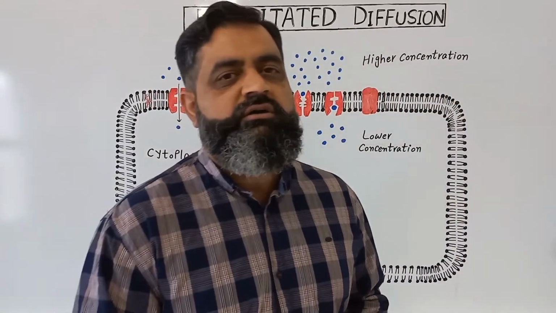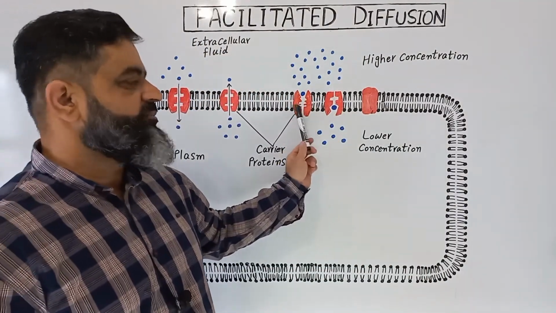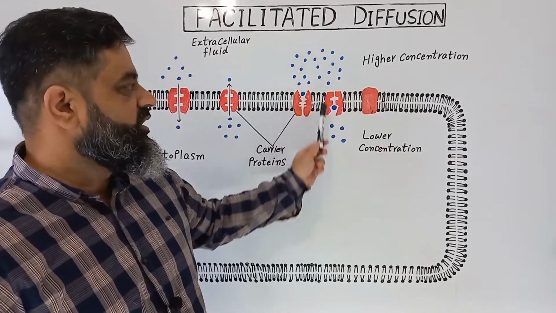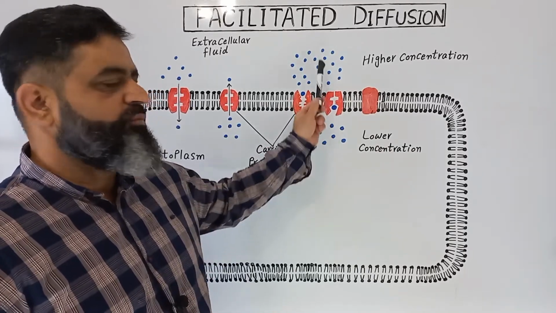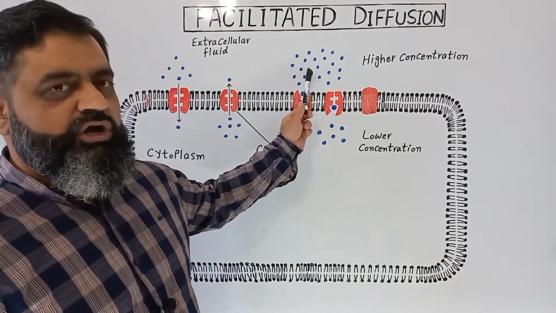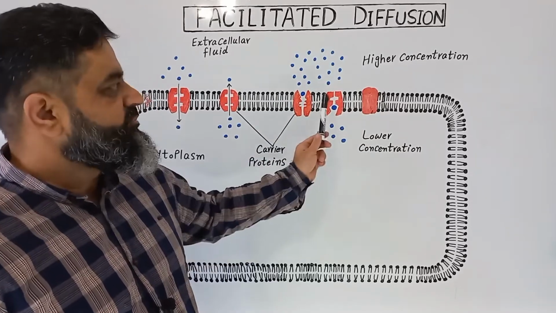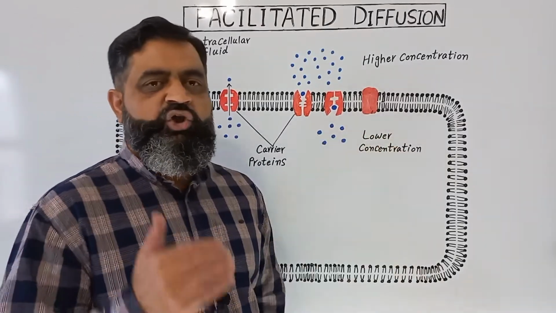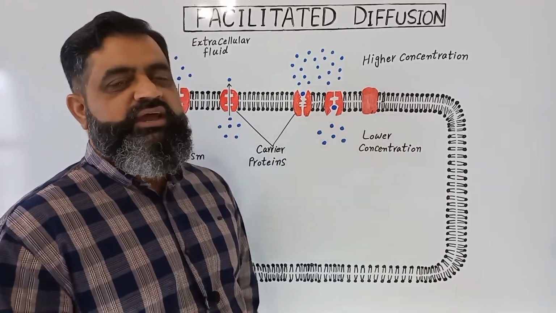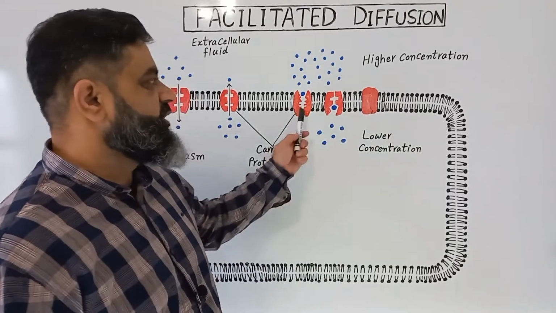If we look at facilitated diffusion, there are protein molecules which are embedded inside the plasma membrane. There are molecules which are going to move across the cell membrane. There is a higher concentration of the molecule outside the cell, and a lower concentration of the molecule inside the cell. The plasma membrane lipid bilayer does not allow these molecules to move across it. So that is why these molecules have to go through these carrier protein molecules.